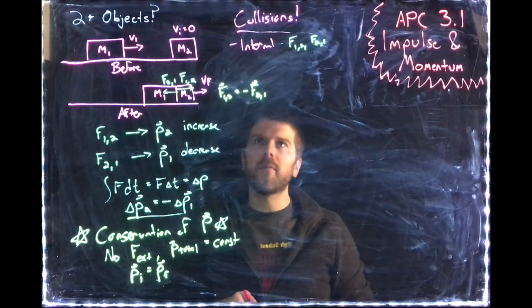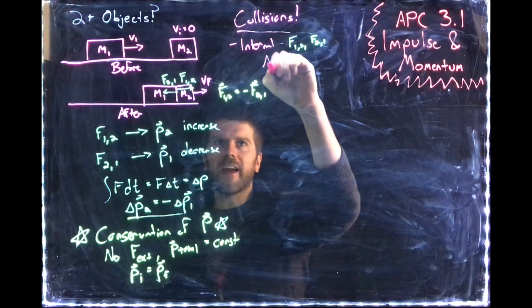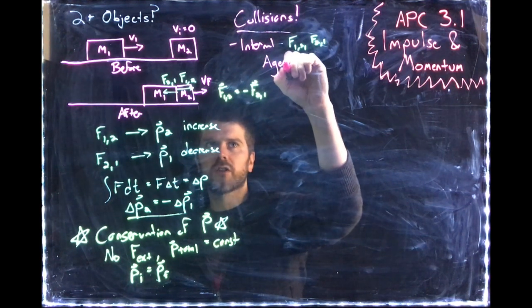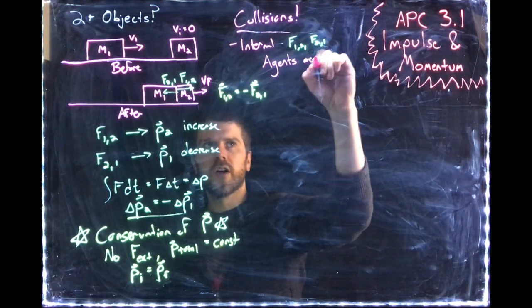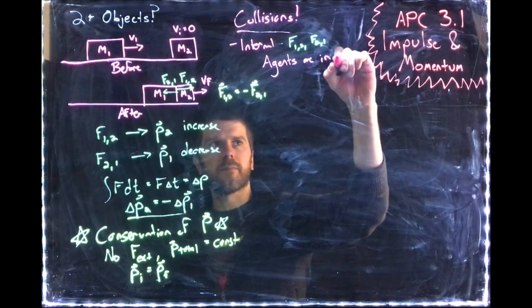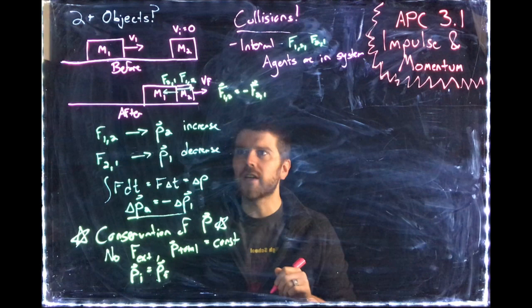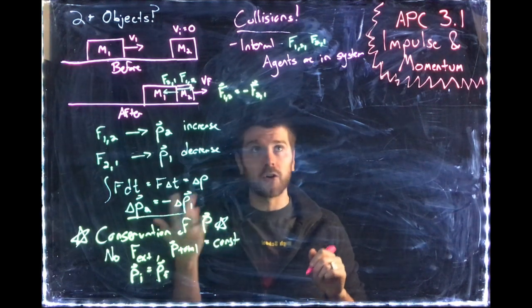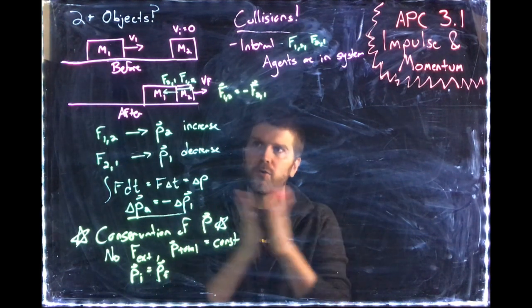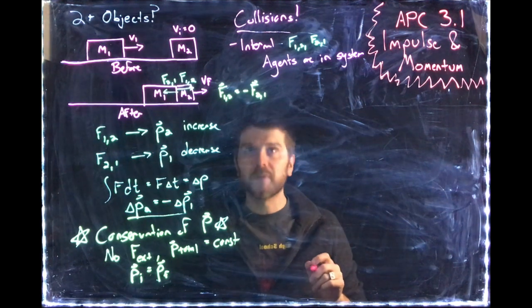F21. And internal forces are ones where our agents, right? Remember those agents? The agents are in the system, as in they should be visible within our drawing. So in this case, block 1 and block 2 are both in our drawing. They're both inside our system. Any forces between those are considered internal forces.